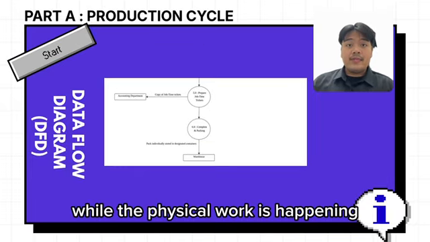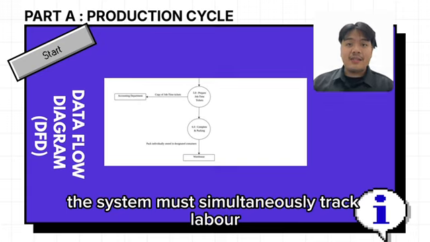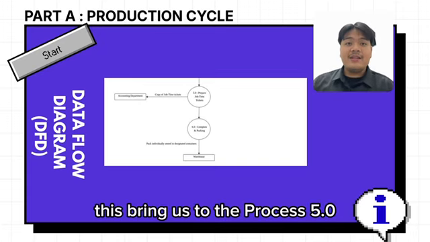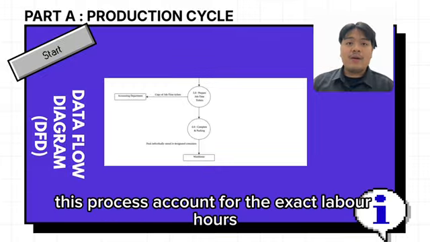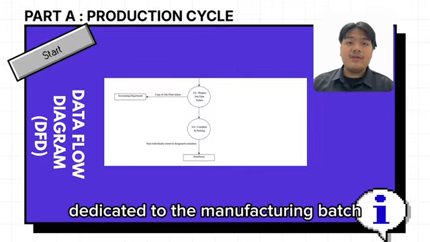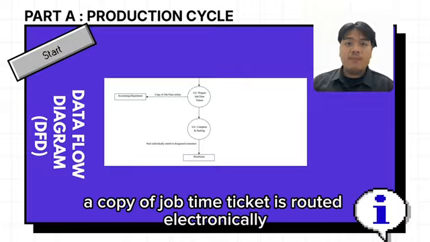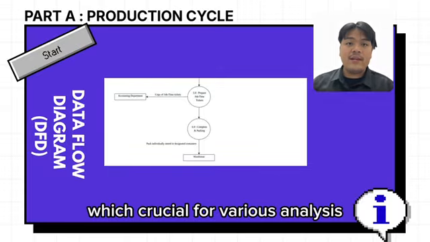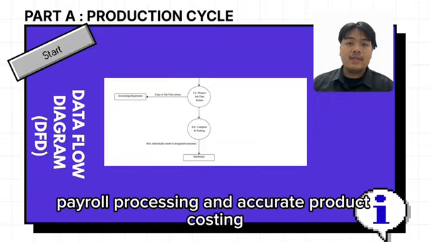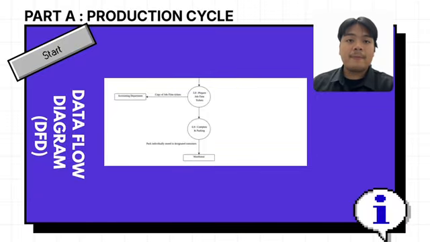While the physical work is happening, the system must simultaneously track labor costs and operational time. This brings us to process 5.0, which is prepare job time tickets. This process accounts for the exact labor hours dedicated to the manufacturing batch. A copy of the job time ticket is routed externally to the accounting department, which is crucial for variance analysis, payroll processing, and accurate product costing.